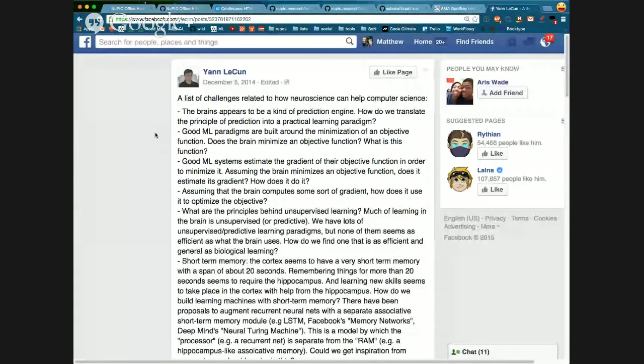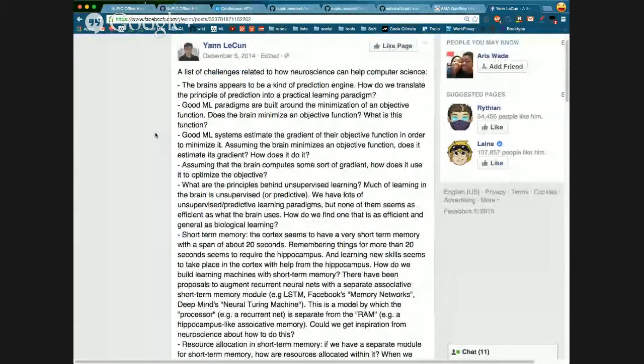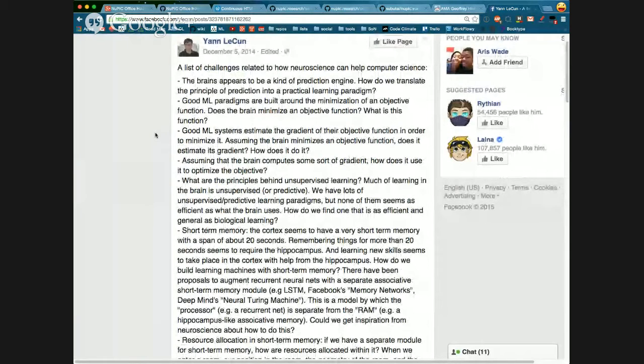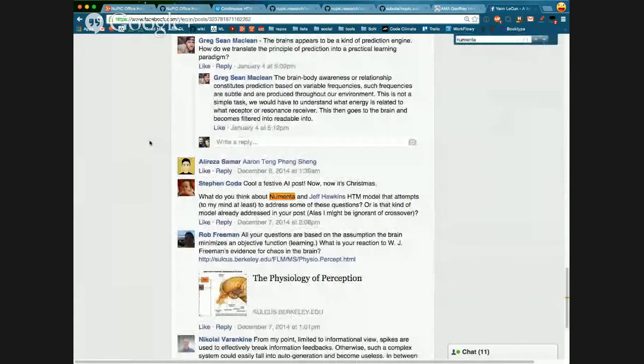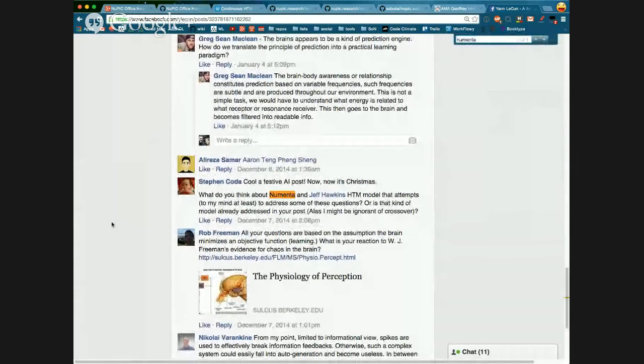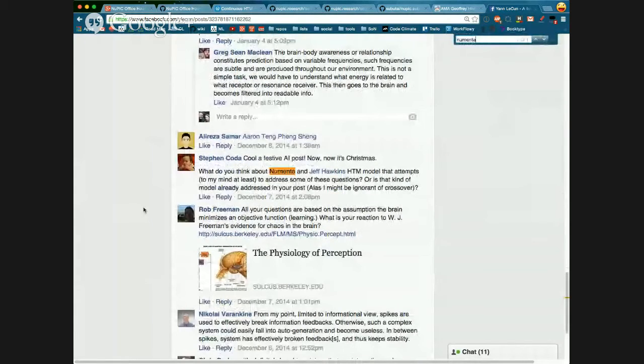Good machine learning paradigms are built around the minimization of an objective function. Does the brain minimize an objective function, and what is this function? I think that's a good mathematical technique that was developed starting in the 80s, and it's been successful in artificial neural networks. I'm not sure it really has much to do with the brain. It may not really play out in the brain at all. We don't certainly think about it that way. I don't think about it that way. You don't think about it that way? No.